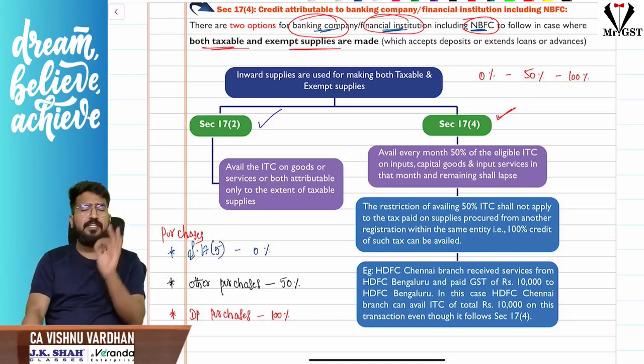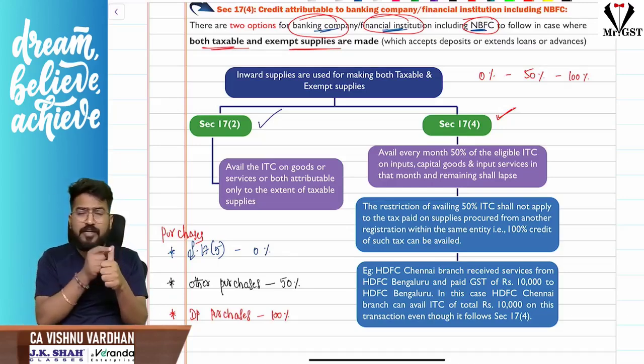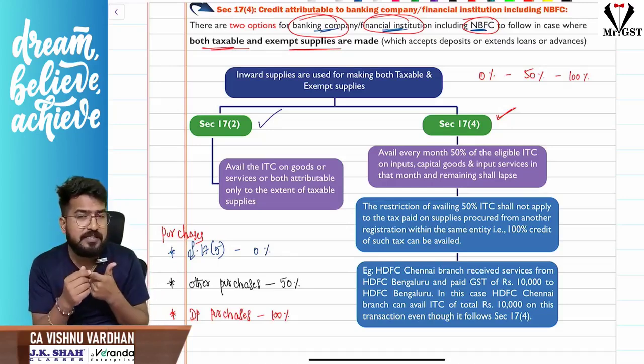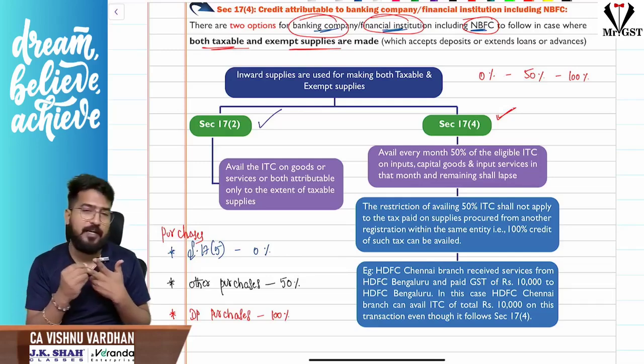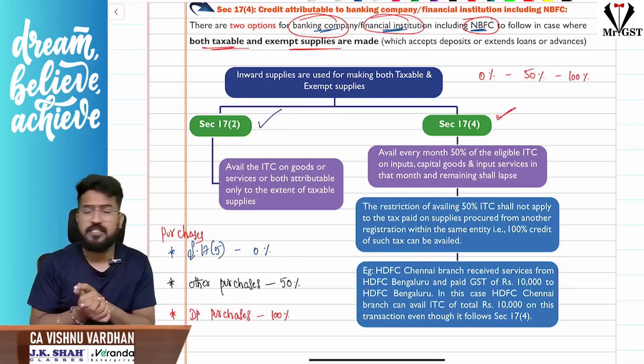For banking companies, financial institutions, and NBFCs, three things. Whatever blocked credits you purchase, no ITC, 0%. Other purchases you can take 50% ITC, and if you are buying from your own distinct persons, 100% ITC. So 0, 50, 100. That way you remember. That is section 17 subsection 4.